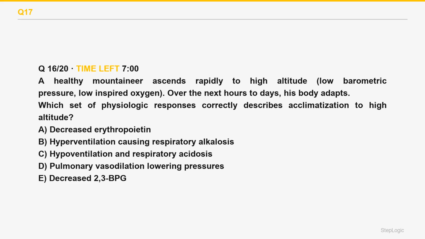Which set of physiologic responses correctly describes acclimatization to high altitude? A healthy mountaineer ascends rapidly to high altitude, low barometric pressure, low inspired oxygen. Over the next hours to days, his body adapts. Read the command. Which responses describe altitude acclimatization? Hyperventilation, respiratory alkalosis, increased EPO and red cell mass, increased 2,3-BPG.